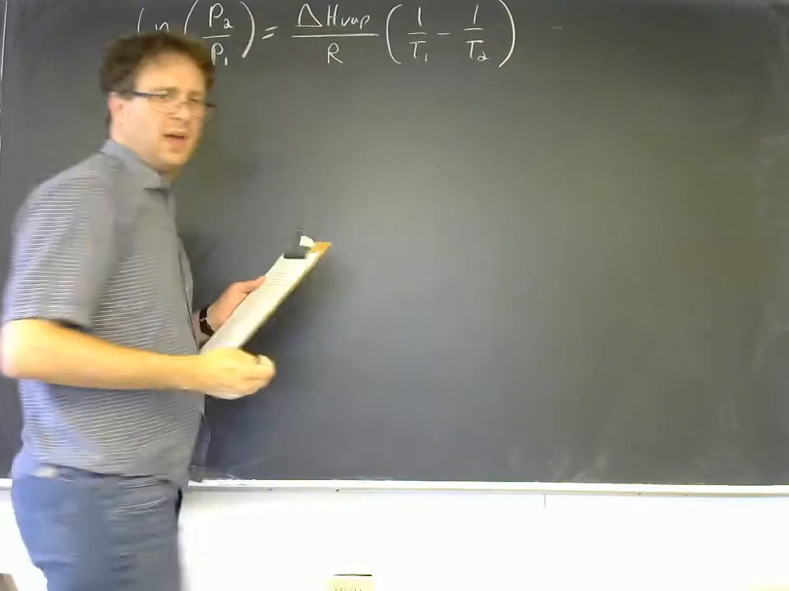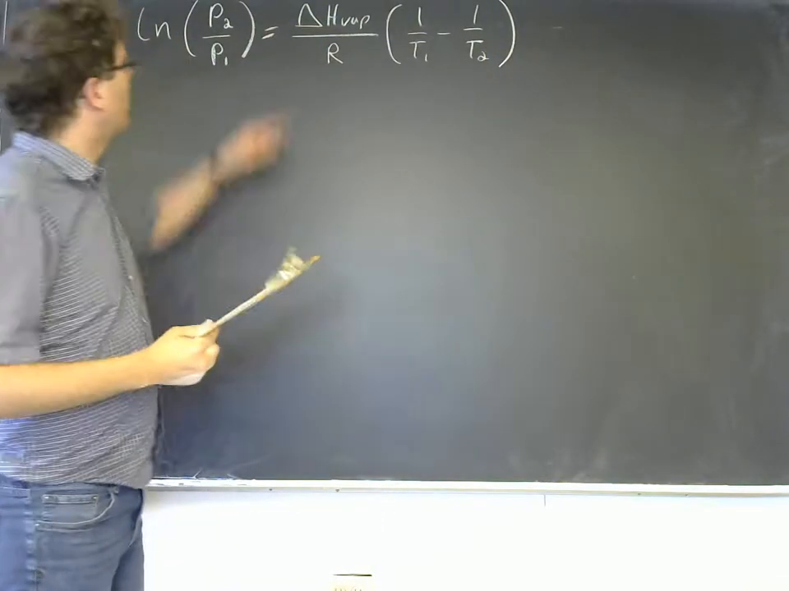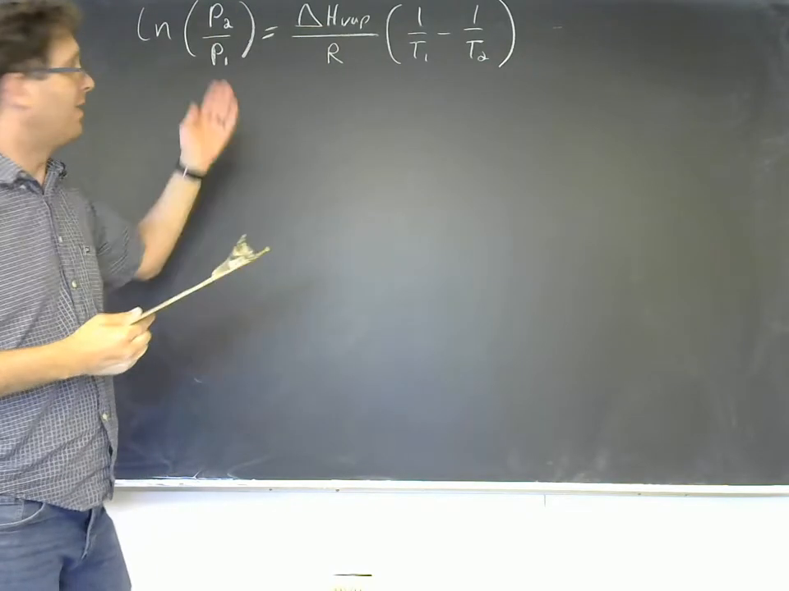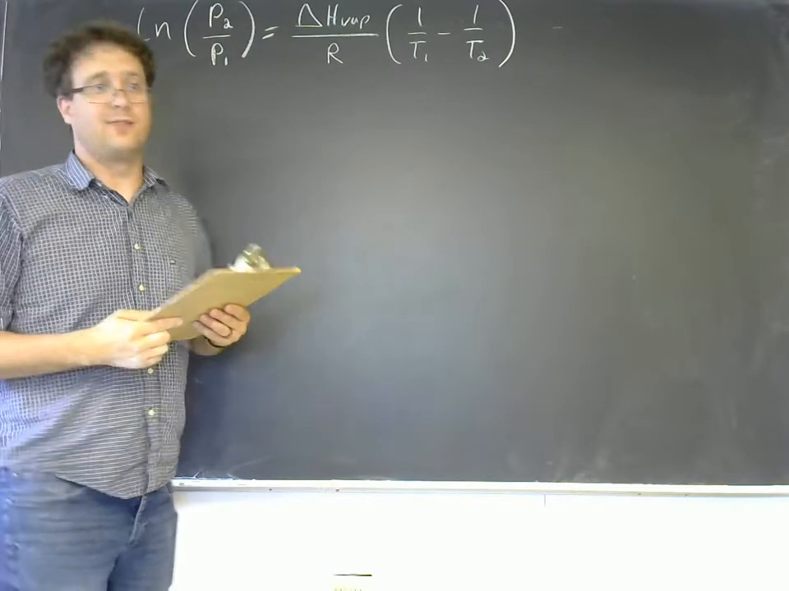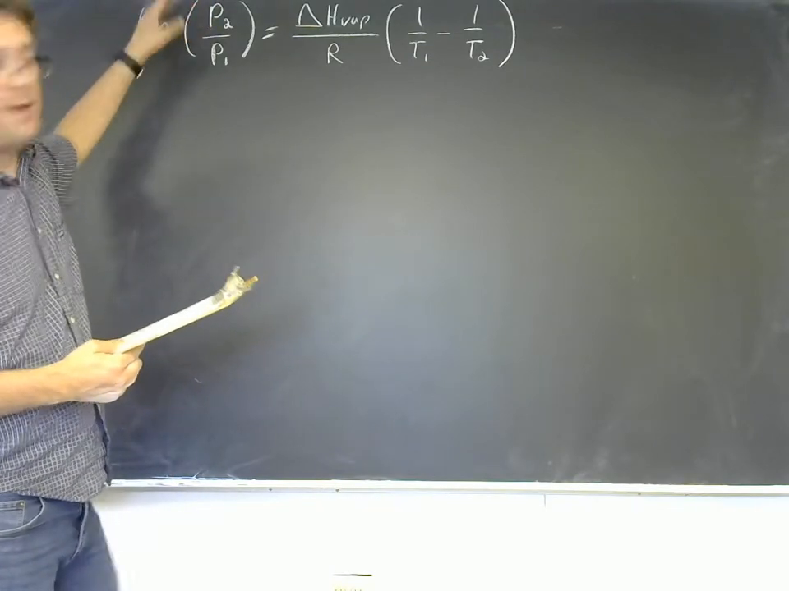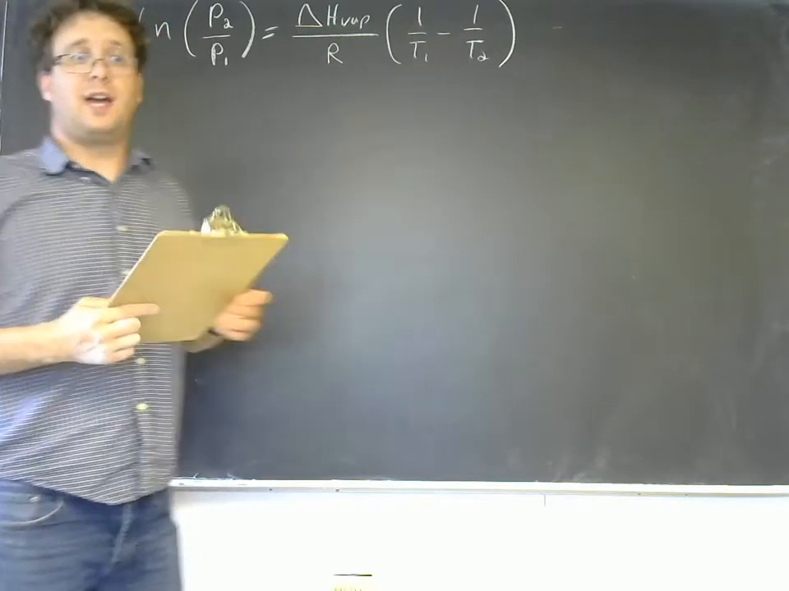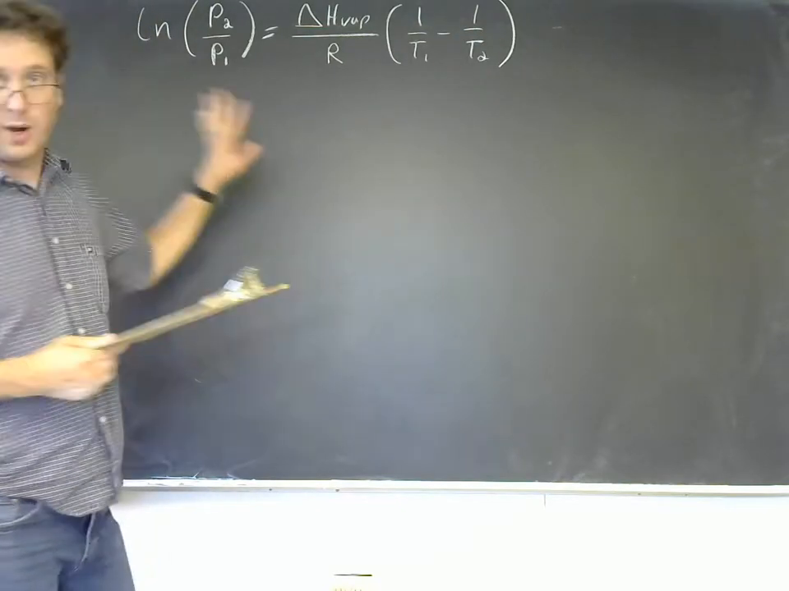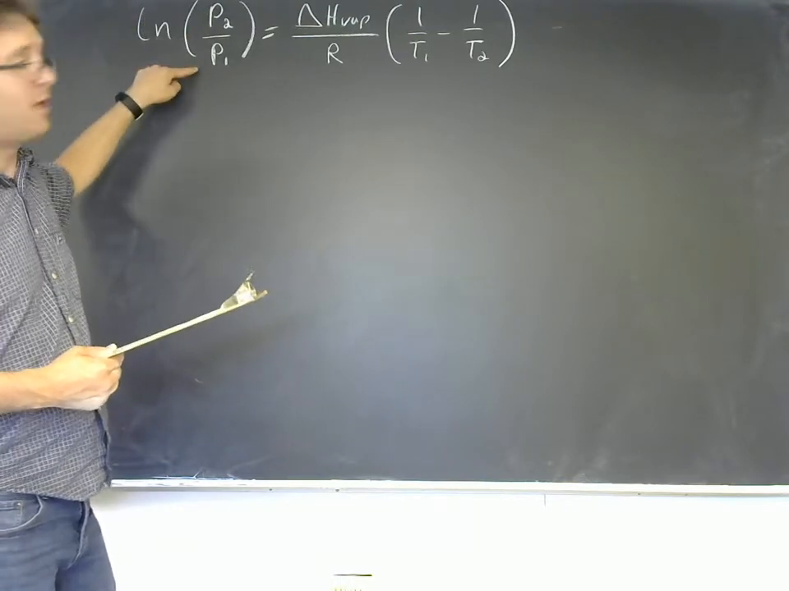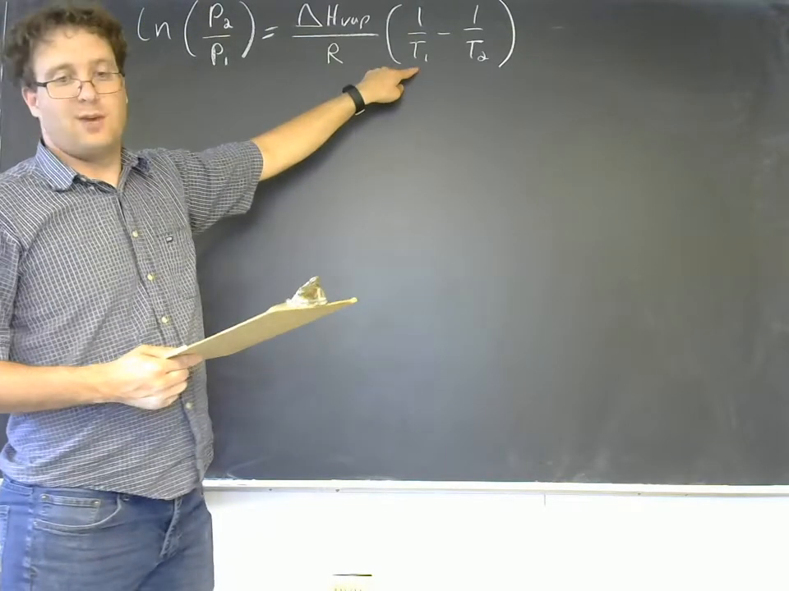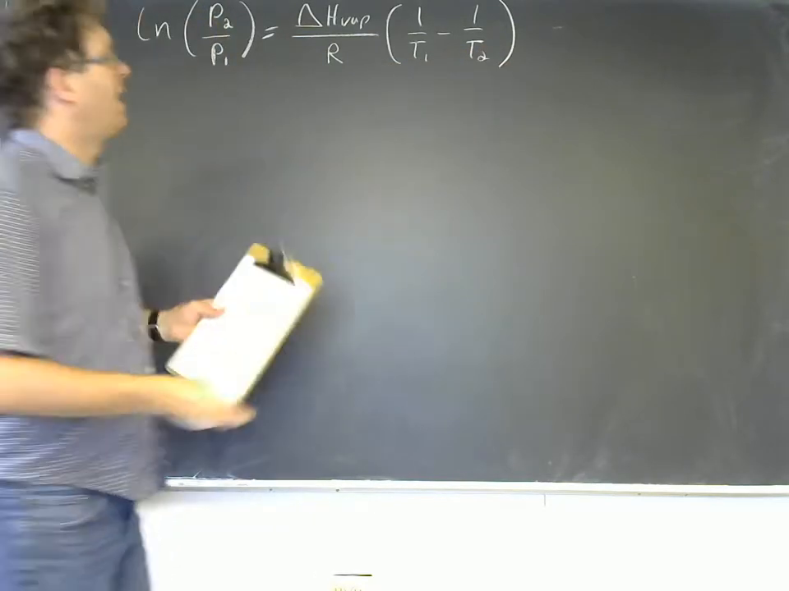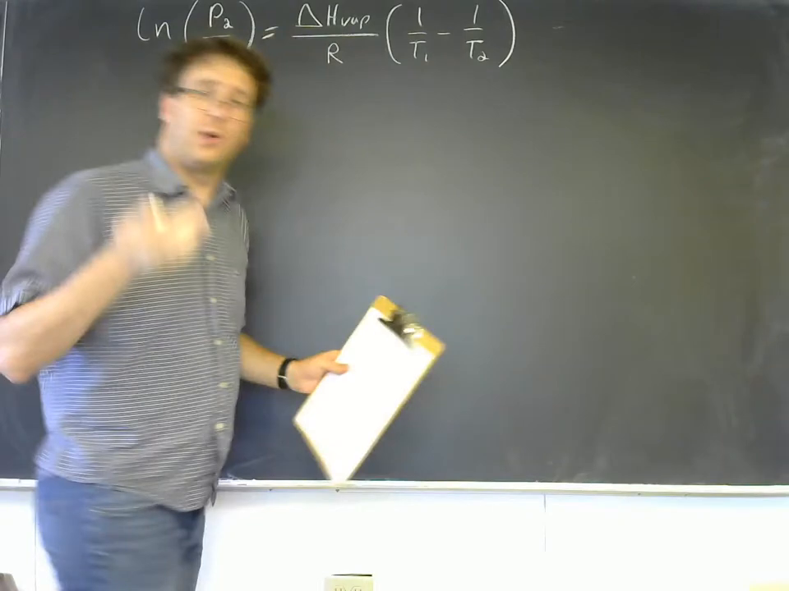Okay, and in the linear form of this equation, there was a negative in front of the enthalpy of vaporization. In this form, there is no negative. It comes down to whether you put P1 or P2 on top. But this is the way that your textbook writes the equation, so this is the one I want you to know. Make sure that you have P2 on top, P1 on bottom, and then 1 over T1 minus 1 over T2.